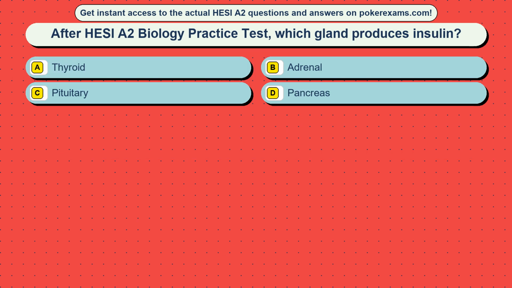Question 26. After HESI A2 Biology Practice Test, which gland produces insulin? Option A, thyroid.